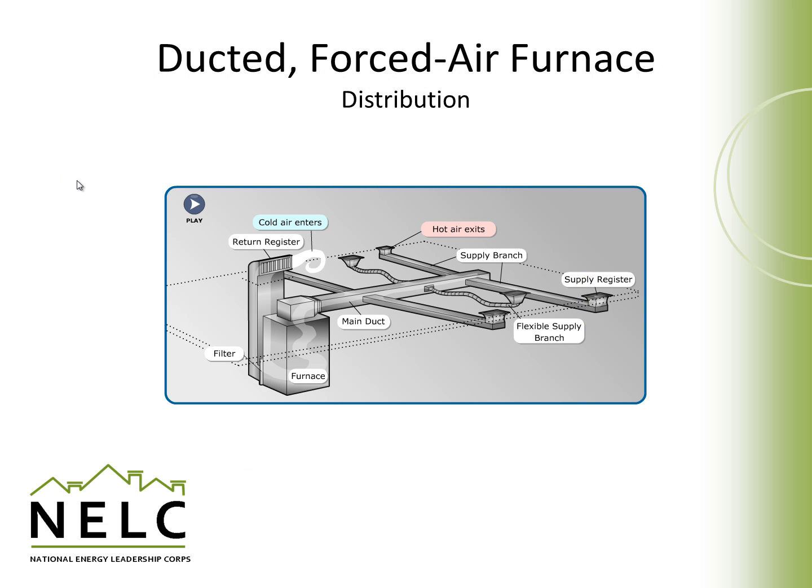Taking a look at the bigger picture, most of these systems have both supply and return ducts, and through the return duct, cooler air is drawn from different parts of the house down through the furnace. It's heated up in the combustion chamber and then distributed through a system of rigid or flexible ductwork to distribute that warm air to the rest of the house.